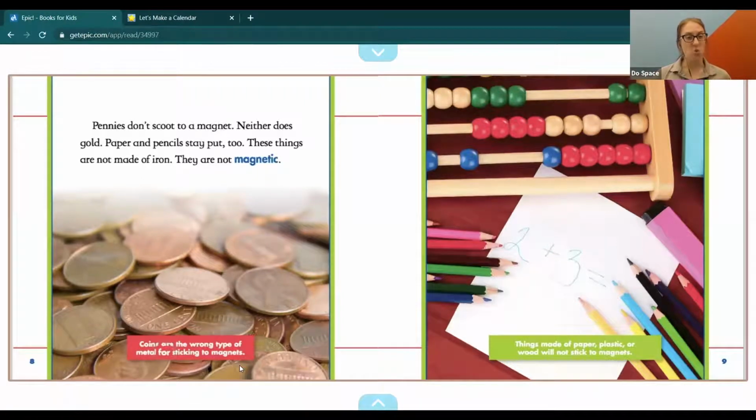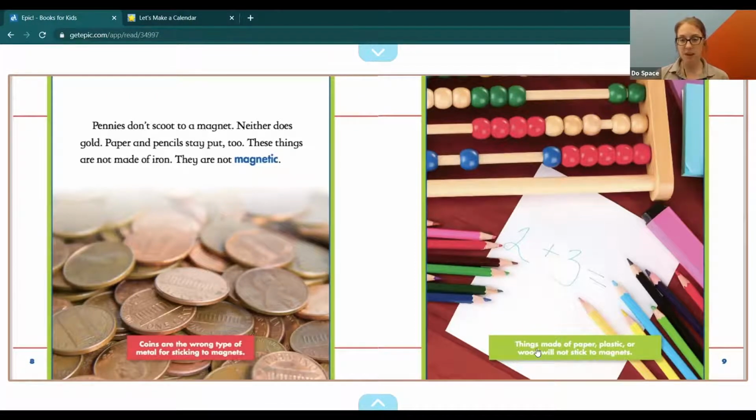So coins are the wrong type of metal to be sticking to magnets, which is probably pretty good, right? Because if pennies and quarters and nickels and dimes were attracted to magnets, it would be really easy to take them out of places. Or maybe if the machinery that made them used magnets, then they would get stuck to those magnets, and we wouldn't want that either. So it's probably pretty good that our coins aren't magnetic.